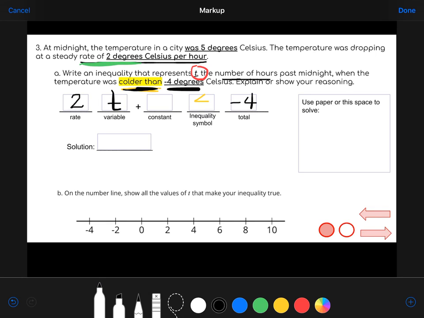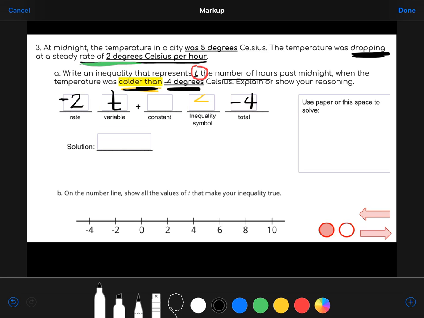And then lastly, I have to remember that the temperature is dropping. So that means it's decreasing at negative 2 degrees per hour. So really important that we're reading the sentences fully because it says the temperature is dropping. So it's becoming less each hour. So we need to make sure that we represent that by using a negative 2 degrees.